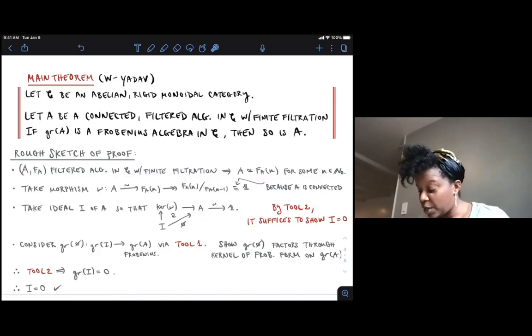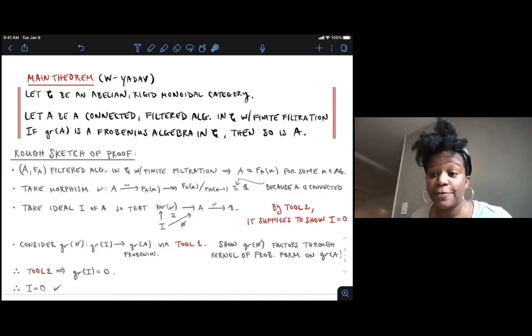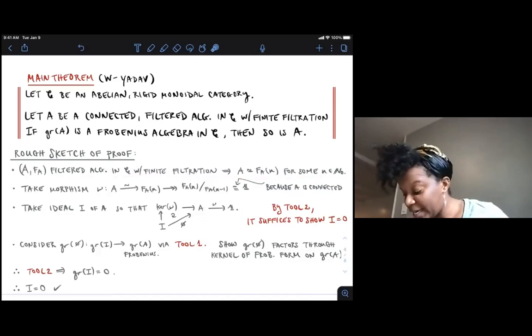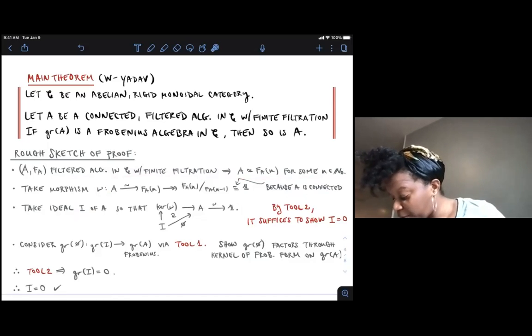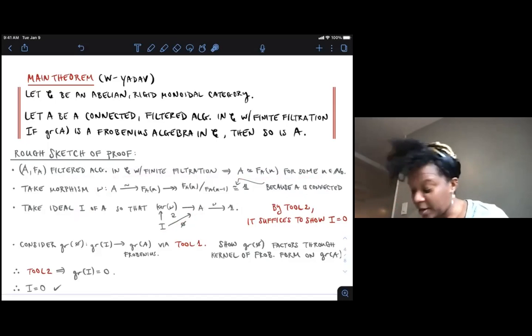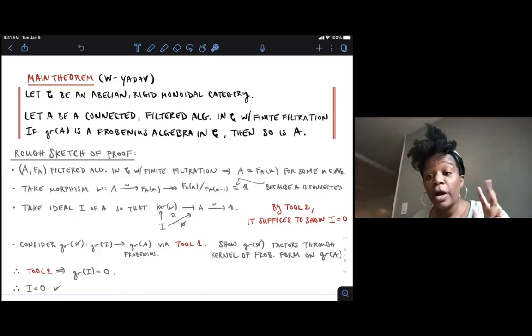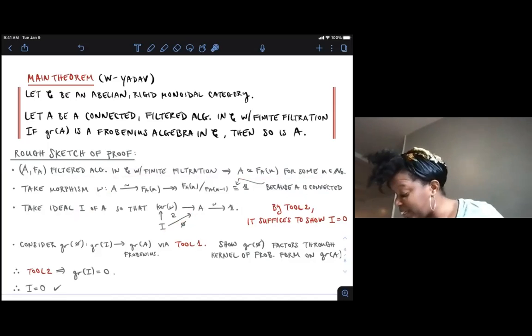All right, so now what we want to do is show that this eta is a Frobenius form. So let's take an ideal I of A so that it factors through the kernel of this morphism eta via a map phi. And now by tool 2, our characterization of Frobenius algebras, it suffices to show that I is 0.